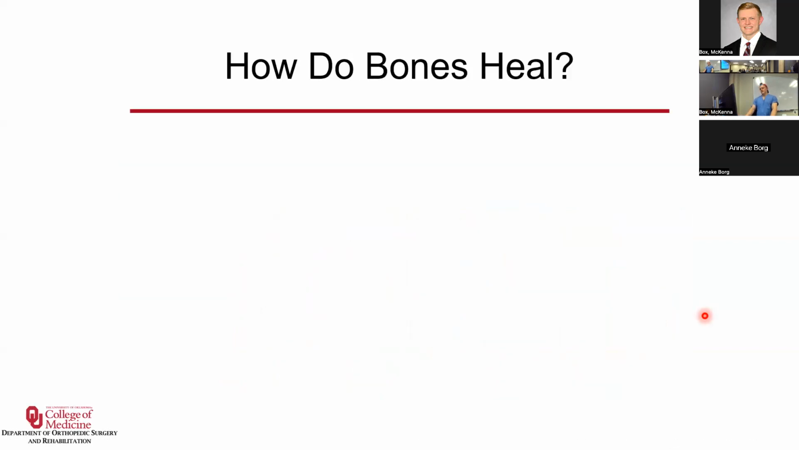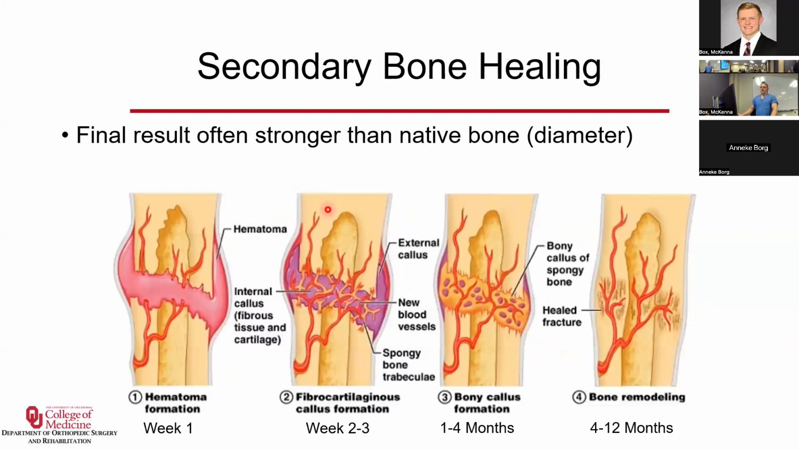So now that we covered that, how do bones heal? I'm going to start with secondary bone healing, and then we'll get to primary bone healing next. Secondary bone healing is the way our bodies have healed fractures since the start of time. It's composed of 4 stages.